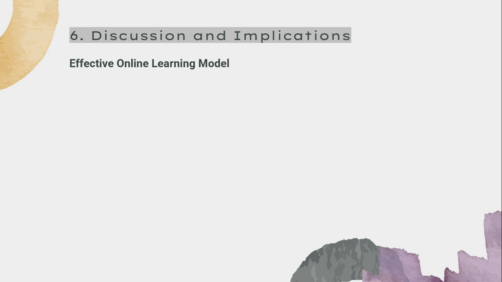Now let me turn to the sixth topic, which is about discussion and implication related to the effective online learning model, peer relationship in modern education setting, and limitation of the study. So let's start from the effective online learning model.